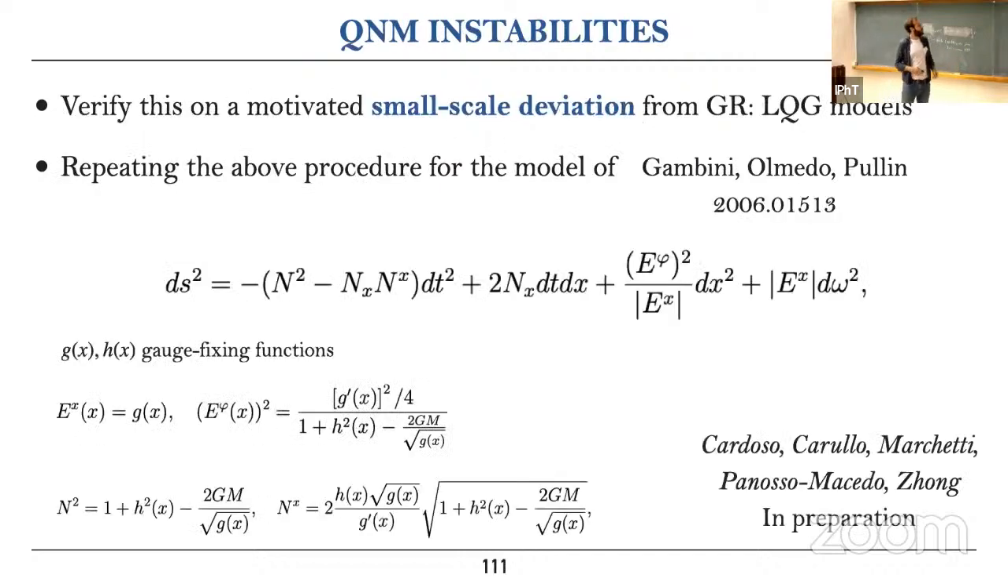So what we tried to do in the last few months is that we teamed up with a guy, Luca Marchetti, he did a PhD with Daniele Oriti. He works on loop quantum gravity models. And so we said, okay, take a loop quantum gravity metric, even if you don't believe that, right? It's an example of a metric with which I can compute quasi-normal modes, and it has fundamental physics principles. If I take this metric, which is from this paper here by Gambini, Olmedo, and Pullin, do I see these instabilities? And the answer is no.